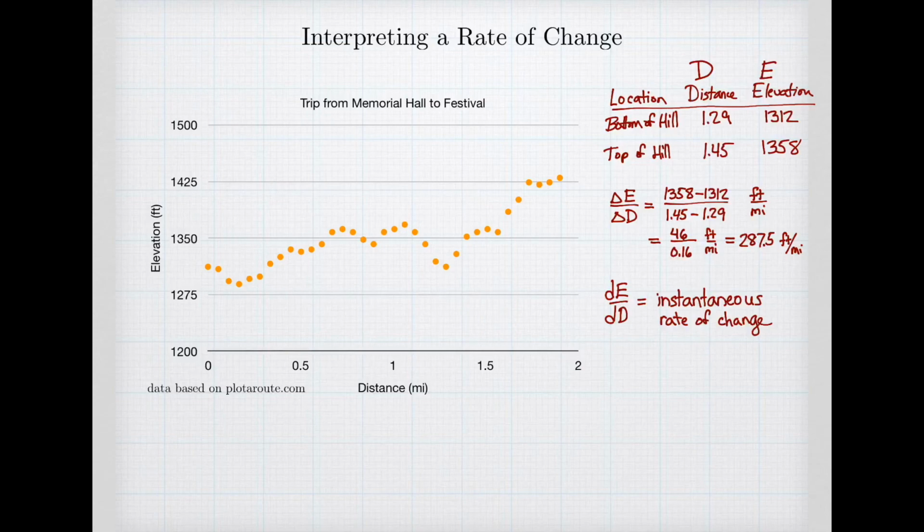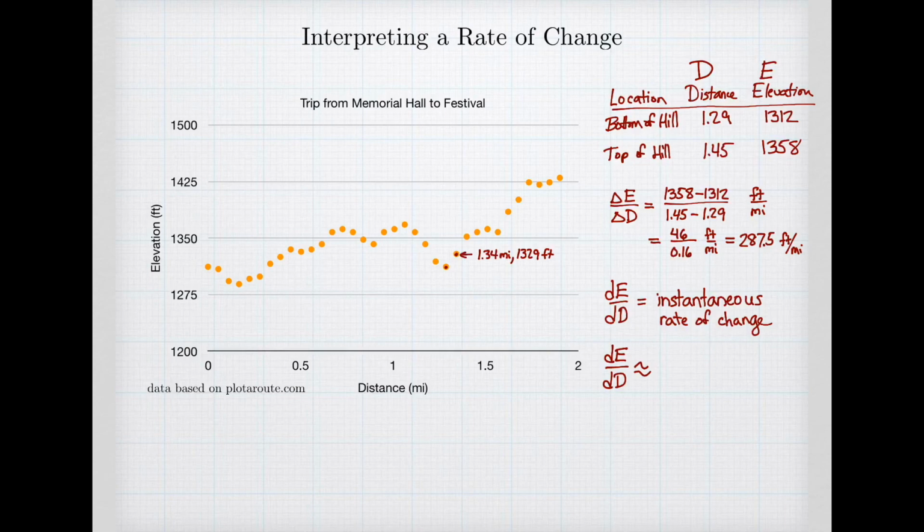So for example, the 2 closest points that I could pick would be the first 2 points. And so here, we already have the elevation at the bottom of the hill. The second point, I've traveled a distance of 1.34 miles, and my elevation at that point is 1,329 feet. So if I use this with the first point that I had, the bottom of the hill, I would have a better estimate, but again, it's not exact because my elevation changes at different rates at different points.